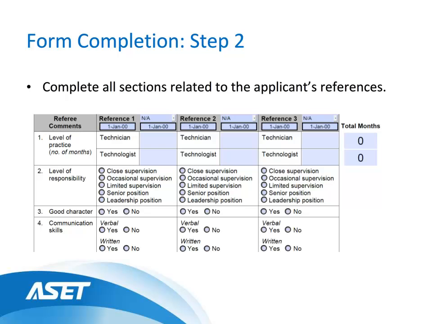The assessor should then complete all sections related to the applicant's references. As noted previously, the file reviewer should confirm whether the applicant has at least 24 months of technical work experience, at least 9 months of technologist level work experience for CET, a level of responsibility appropriate for technician level or technologist level certification, demonstration of professionalism and ethical practice in the workplace, and demonstration of verbal and written communication skills in the workplace.